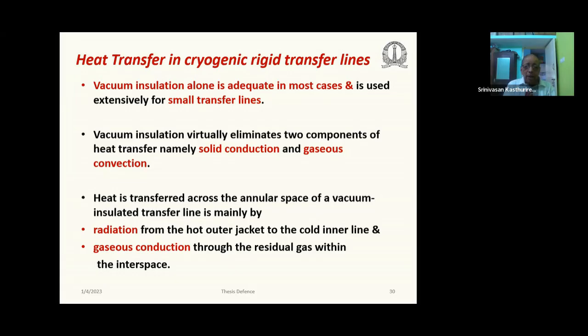So in this case, we'll consider vacuum insulation. If you take vacuum insulation around the inner pipe, is it adequate? It's adequate in most cases, yes, of course. Normally useful for small transfer lines. What sort of heat transfer does this vacuum insulation eliminate? It eliminates, for example, the solid conduction heat transfer, because it is there only at the ends, and then gaseous convection heat transfer. These two it is able to take care of.